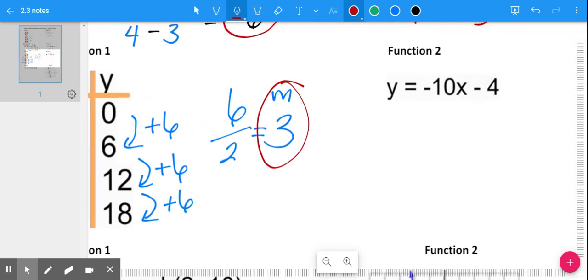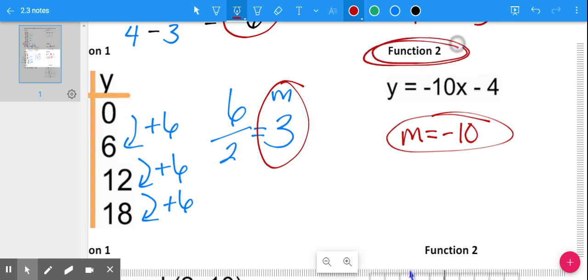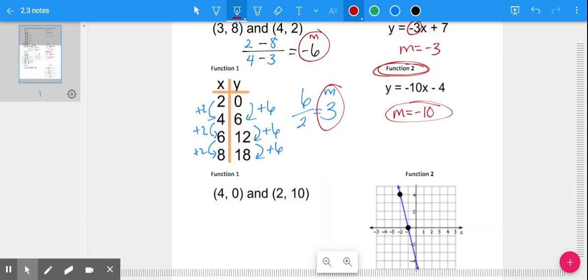And then we look over here at function 2. The rate of change is negative 10. Again, the negative versus positive tells us the direction of the line. The number tells us the steepness. So function 2, having a 10 versus a 3, is a steeper line.